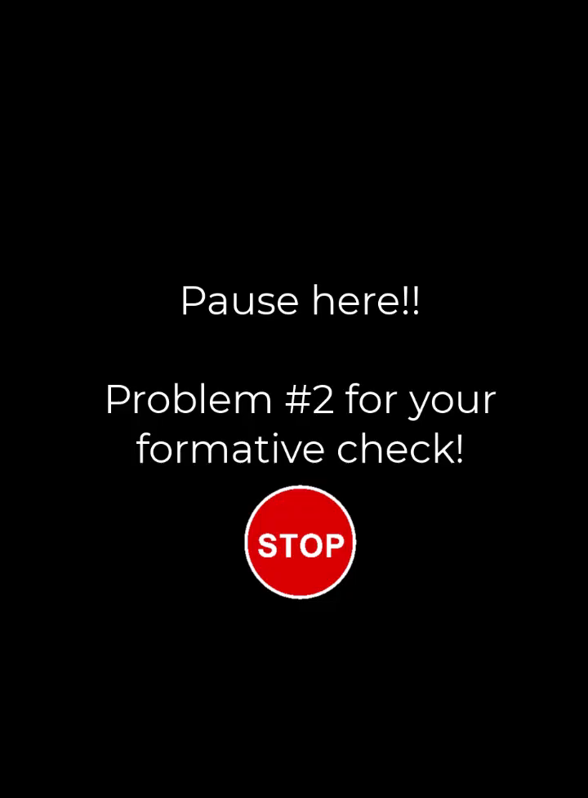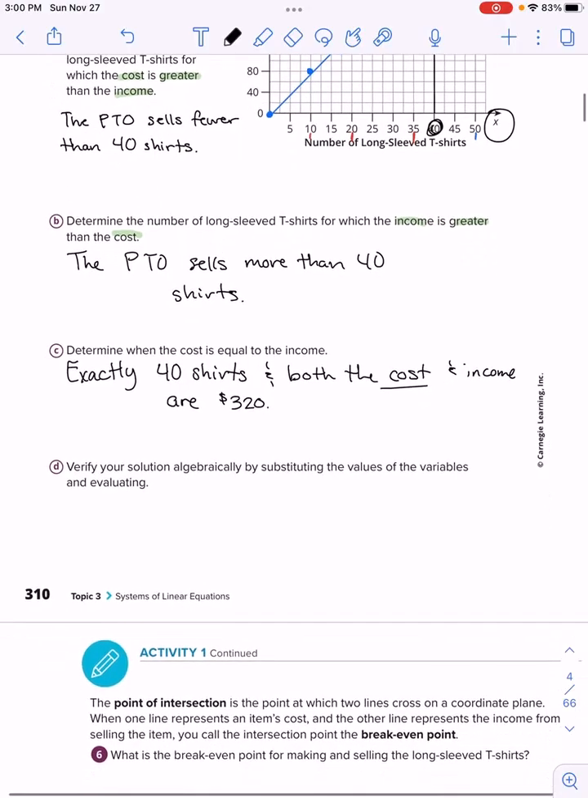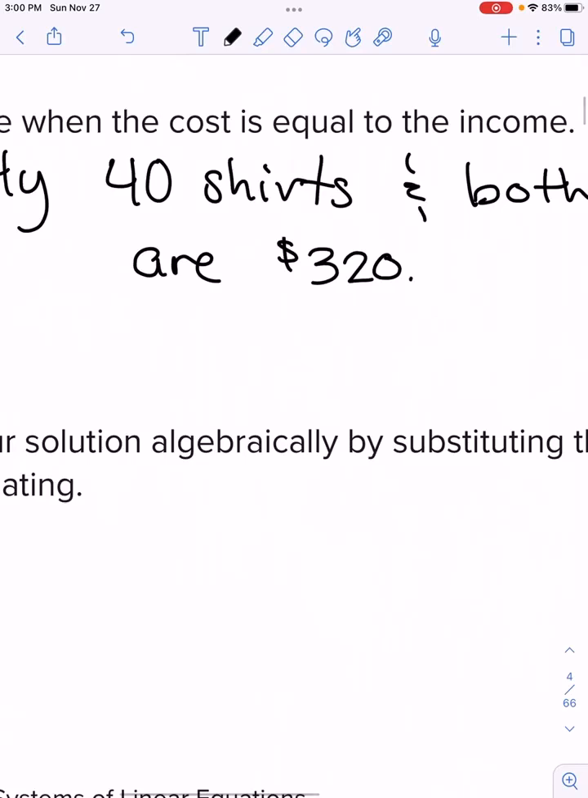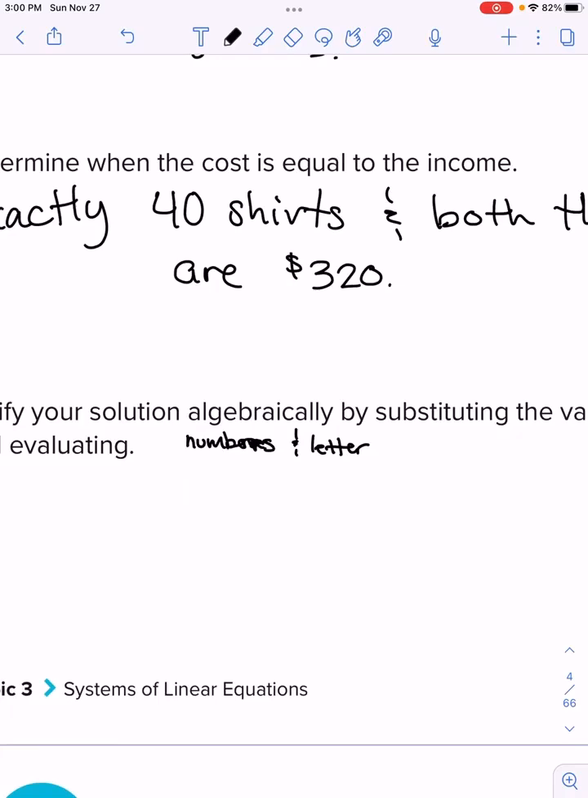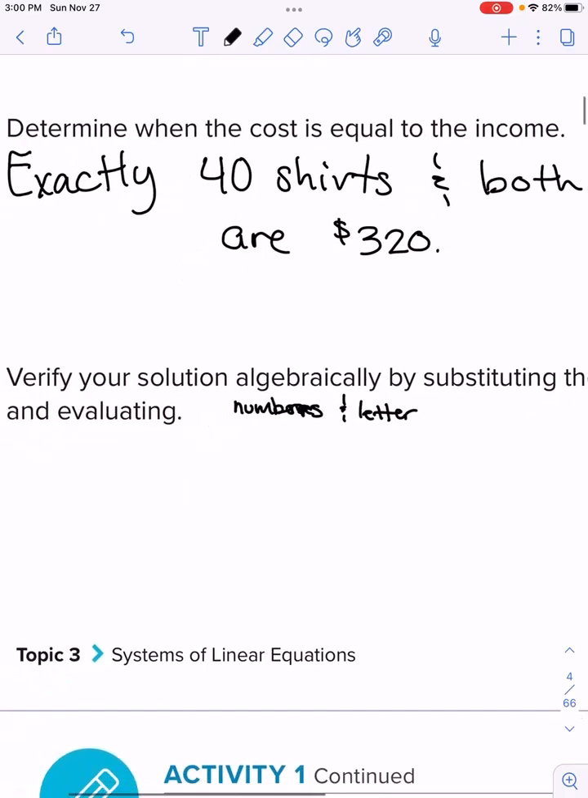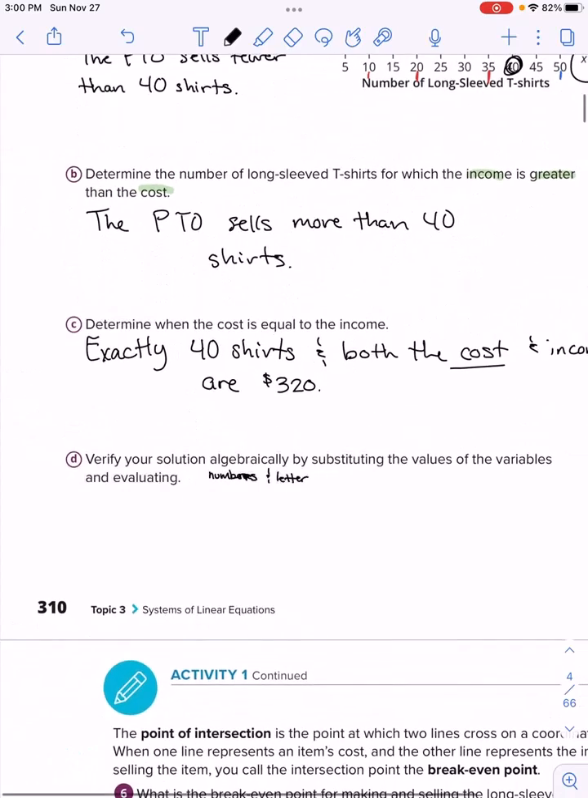And then D says verify the solution algebraically. Algebraically means computation with numbers and letters, with variables, right? We're all in pre-algebra. So pretty much we're looking at an equation. How do we write this out? I'm going to write the thing that we have, which is an equation here.